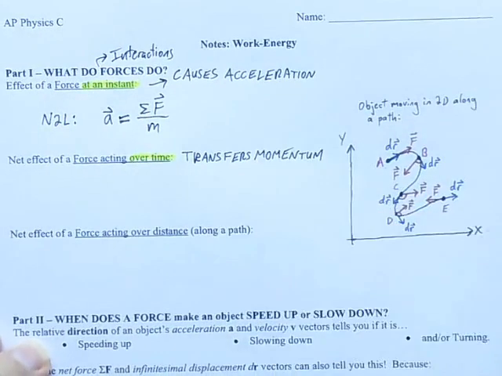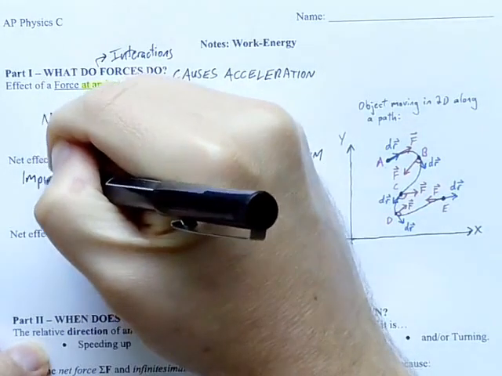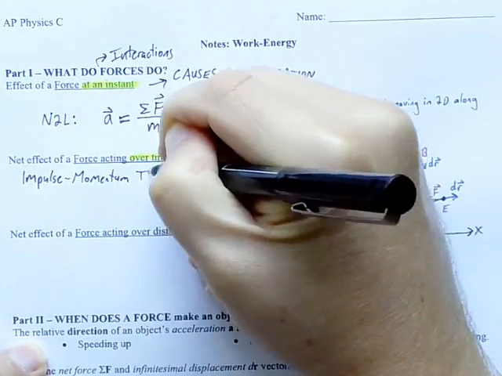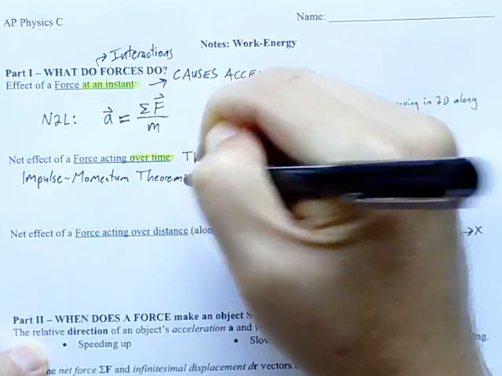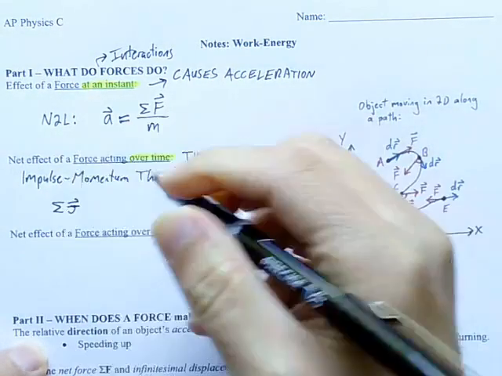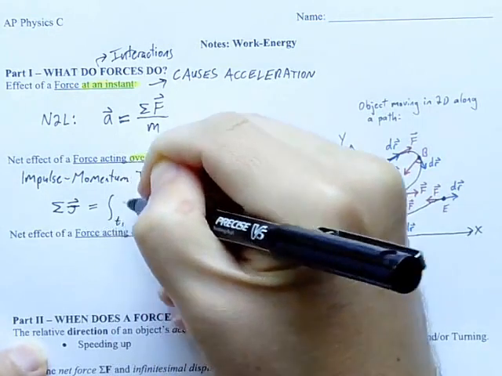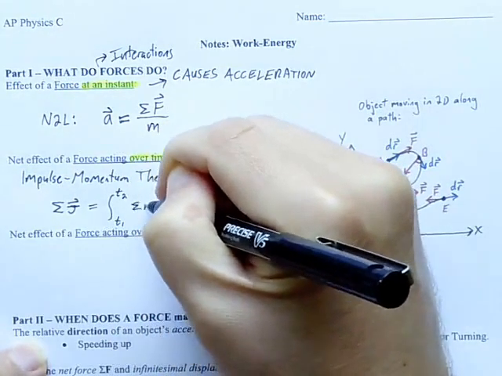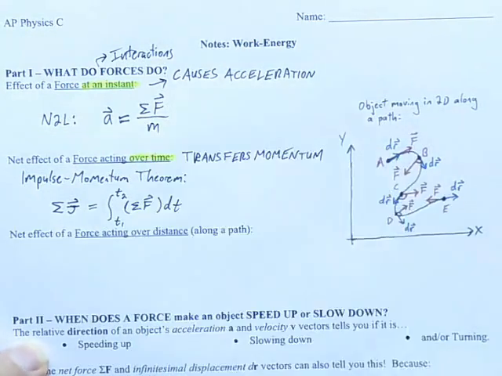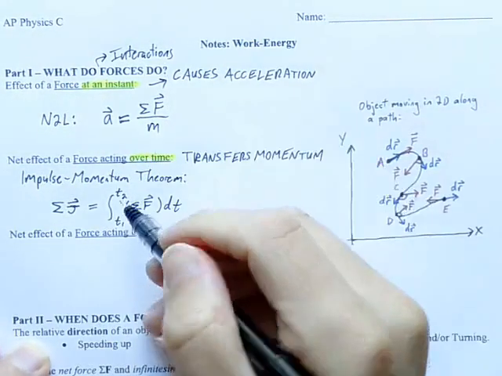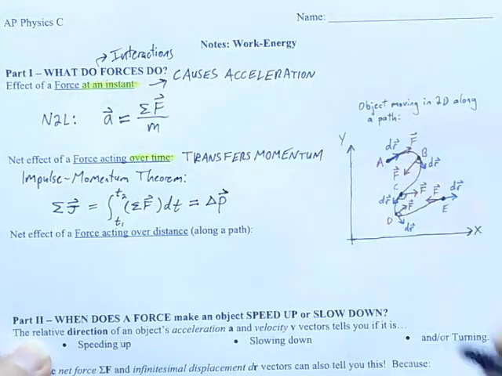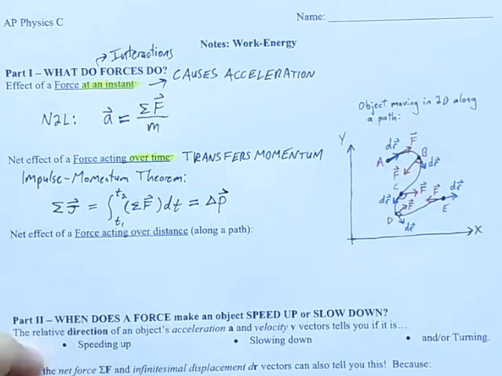And the impulse-momentum theorem enables us to calculate that momentum transfer. So the net impulse on an object over some time interval, which is the time integral of the net force acting on the object over that interval from time 1 to time 2, results in the change in momentum of the object, momentum transferred to or from that object.